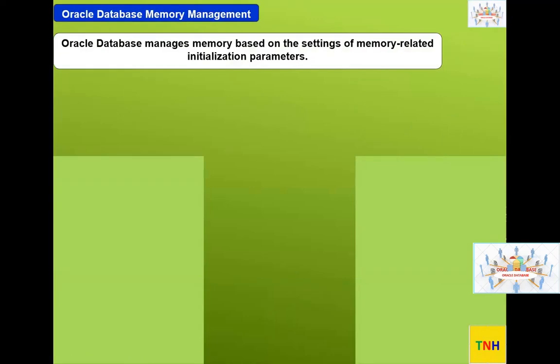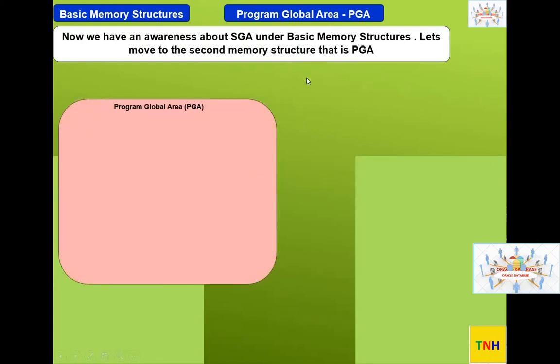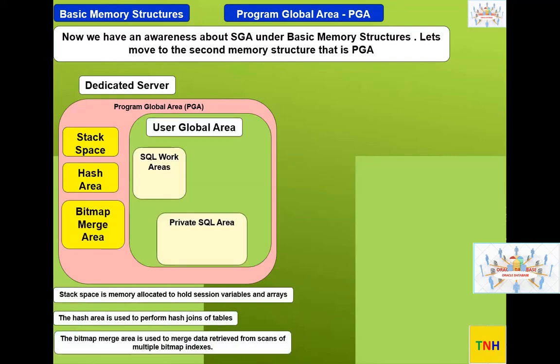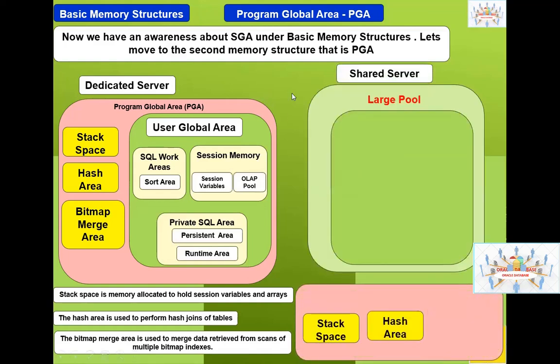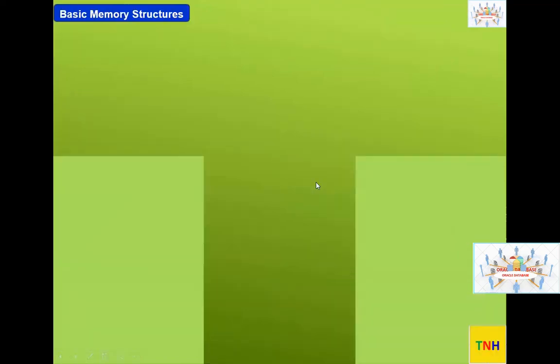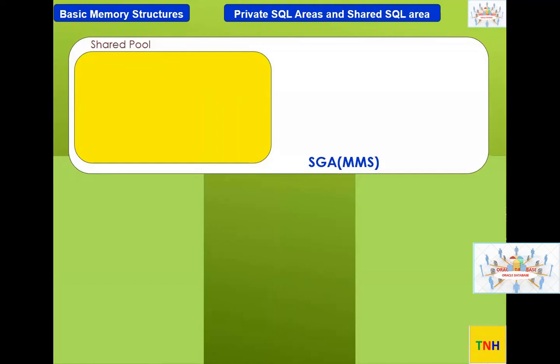Then I'm just recalling what we have done up to now. Database memory management, the parameters, and automatic memory management, we discussed those things. Then the basic memory structures. Under that we discussed the program global area, PGA. We discussed the dedicated server environment and shared server environment, and how the large pool behaves when it comes to the shared server. We discussed that the program global area components will be moved to the large pool. Those things are done, and definitions were given for the PGA and so on.